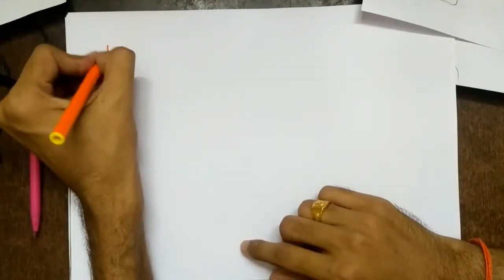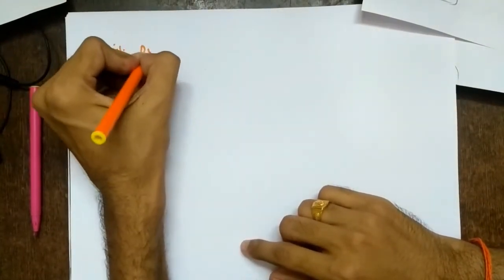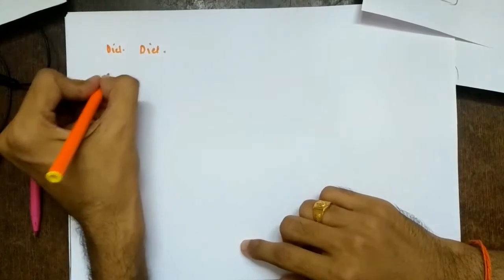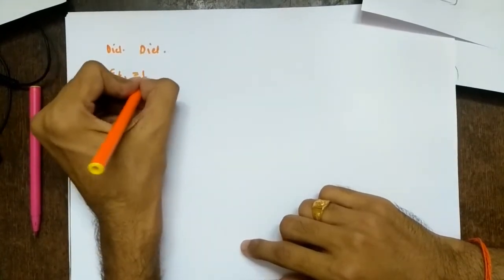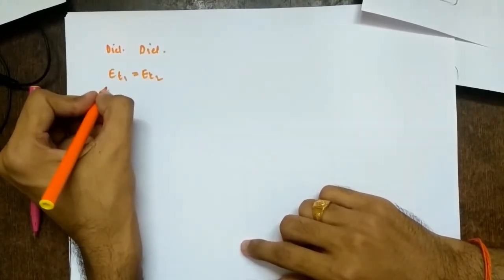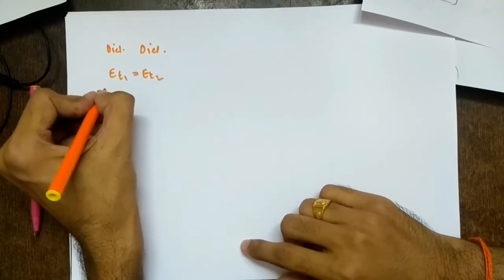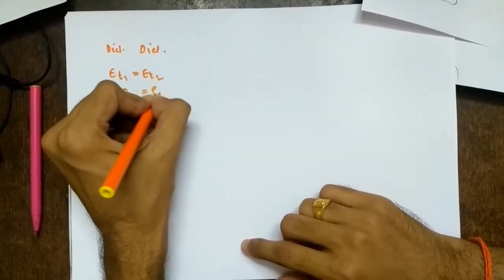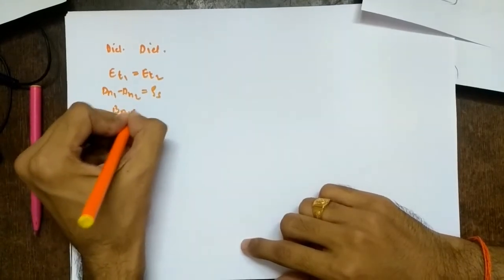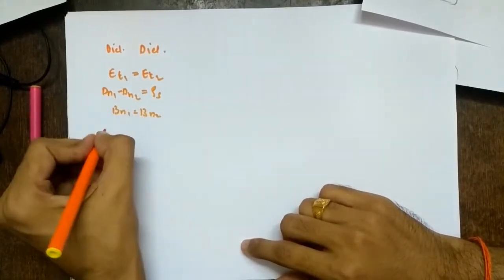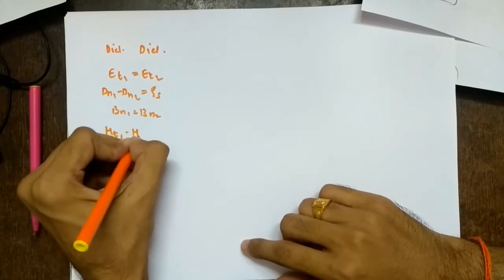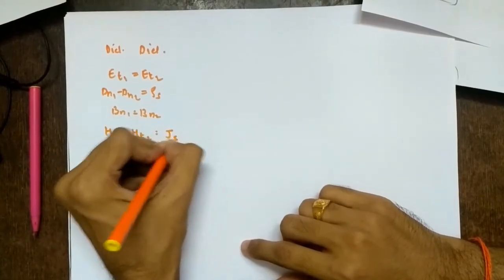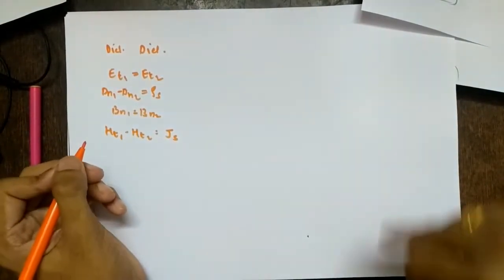Right? So whatever are the dielectric conditions, Et1 equal to Et2. Then what was it? DN1 minus DN2 is rho s. Then Bn1 equal to Bn2. Then Ht1 minus Ht2 equal to Js. Right? So these are our boundary conditions.